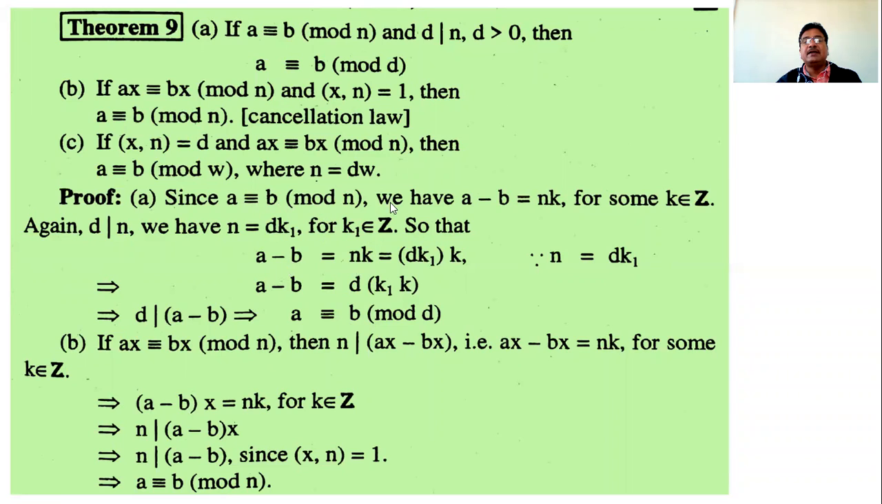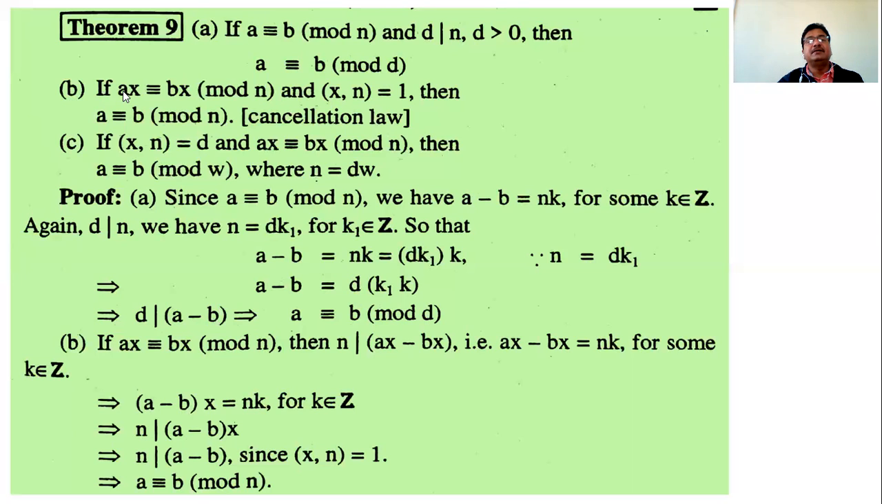But A minus B is n into K, and this n is D K1. Substituting n as D K1, we have A minus B is equal to D into (K1 into K), and this is an integer because K1 is an integer, K is an integer, and the multiplication of two integers is an integer. Therefore A minus B is expressed in the form D into some integer. This implies D divides A minus B, and therefore A is congruent to B modulo D. So this is the proof of theorem number A.